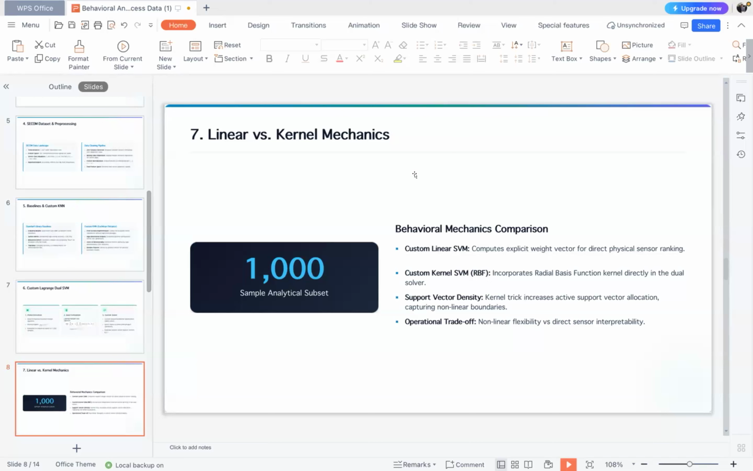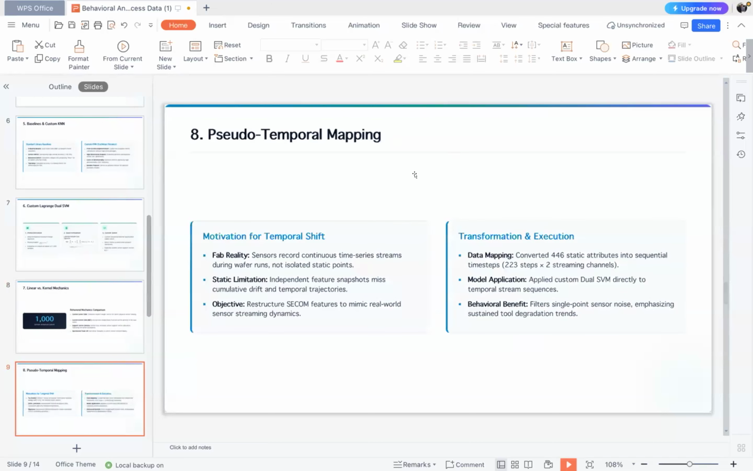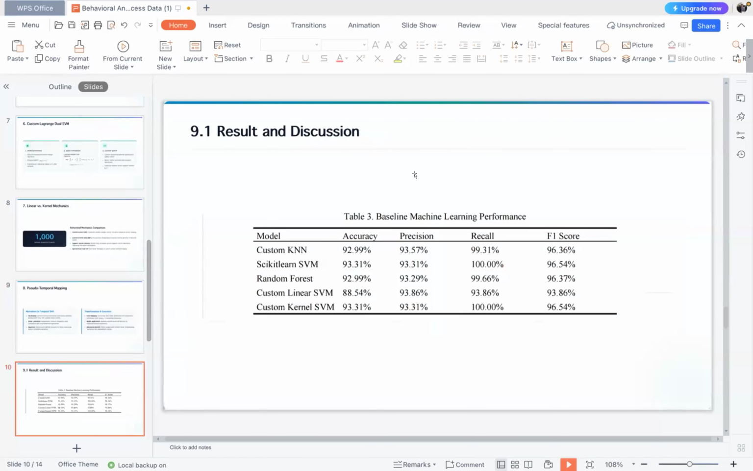Okay, then I applied the custom Lagrange kernel version. Later, since the actual real-life data is temporal, not feature-based, I converted that data into temporal data, reducing the dimension from 446 to 414, and applied the same custom linear and custom kernel algorithms on that dataset. And this is the result and discussion.